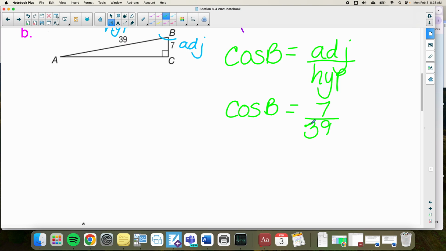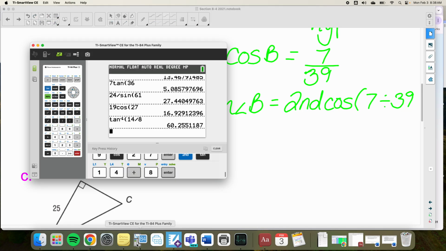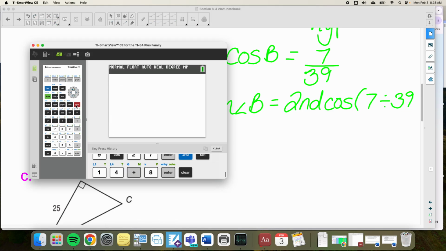So again, we're looking for the angle, so that's when we do second cosine. So when I go to find this angle, I'm gonna type in second cosine, a parenthesis is gonna come up, and then I'd go 7 divided by 39, okay? So, second cosine, 7 divided by 39. Did you guys get 79.66? Okay.